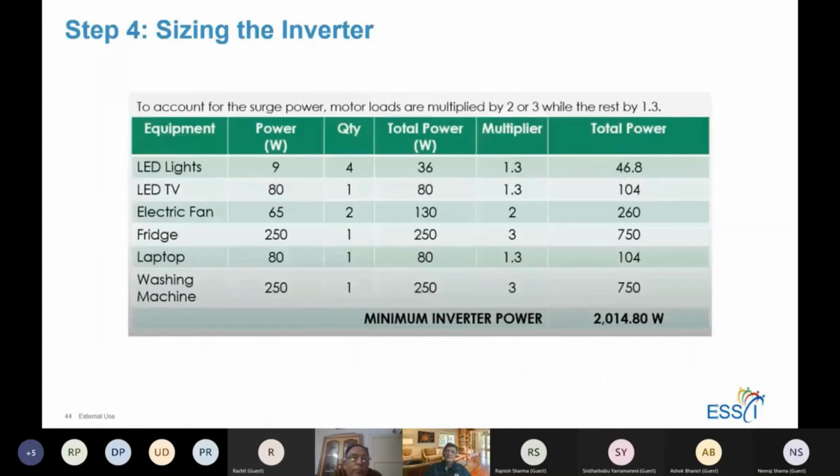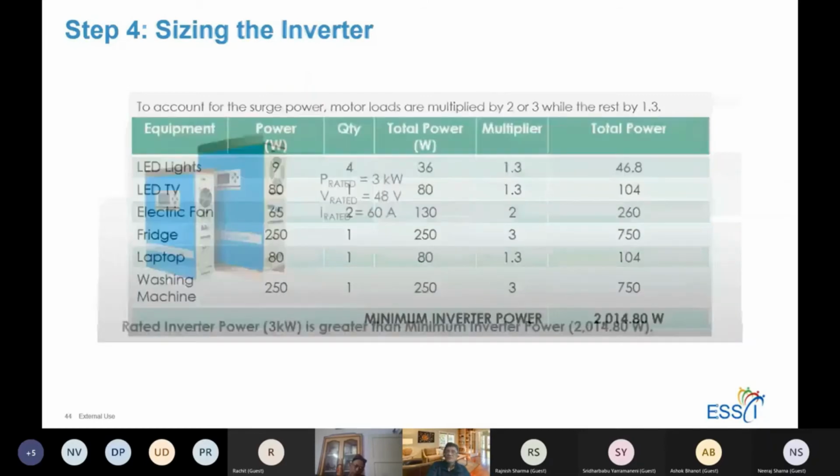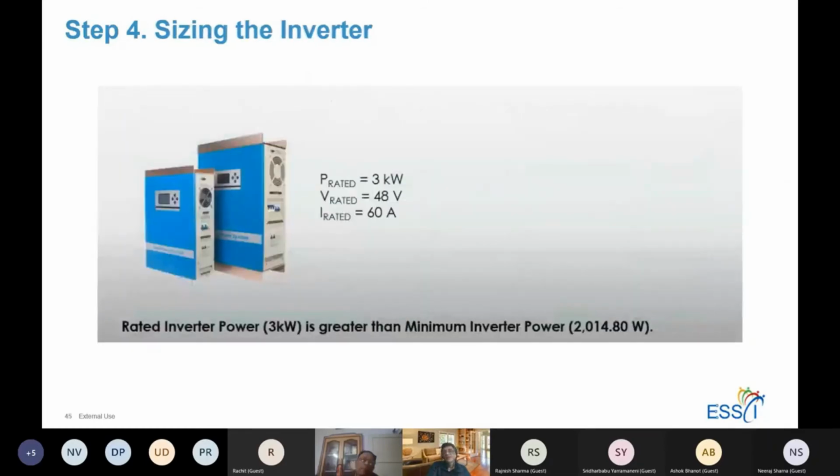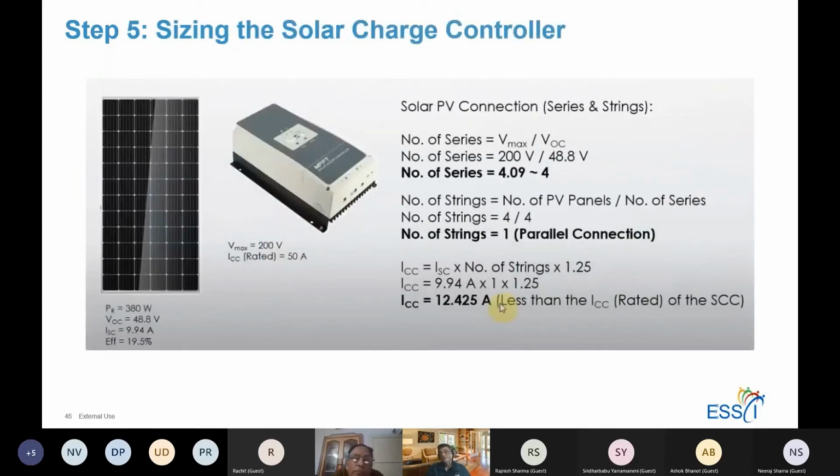For lighter devices like TVs or LED lights or laptops, you provide for a 30% factor. But for devices like washing machines, fridges and fans, your inductive load can be much higher. So you provide for a higher power requirement in sizing your inverter. And here, as you can see, your inverter sizing is getting bumped up to minimum 2 kilowatt, and therefore you select the next higher rating of the off-grid inverter, which in this case we have taken as 3 kilowatt. And that is how you select your off-grid inverter specifications.